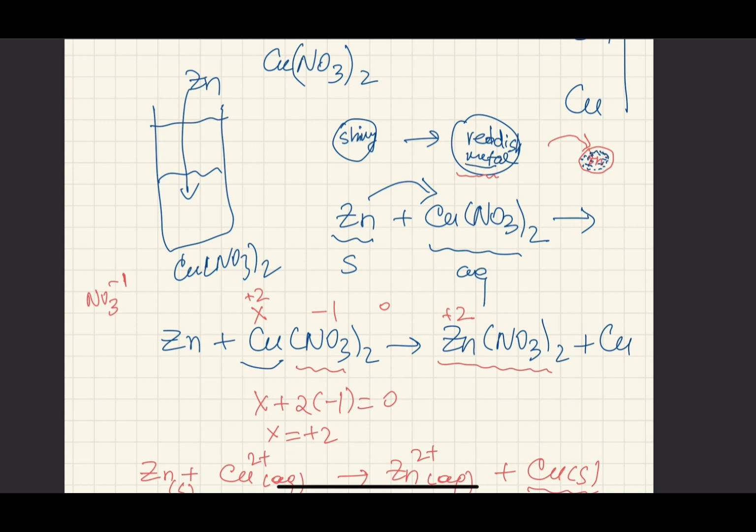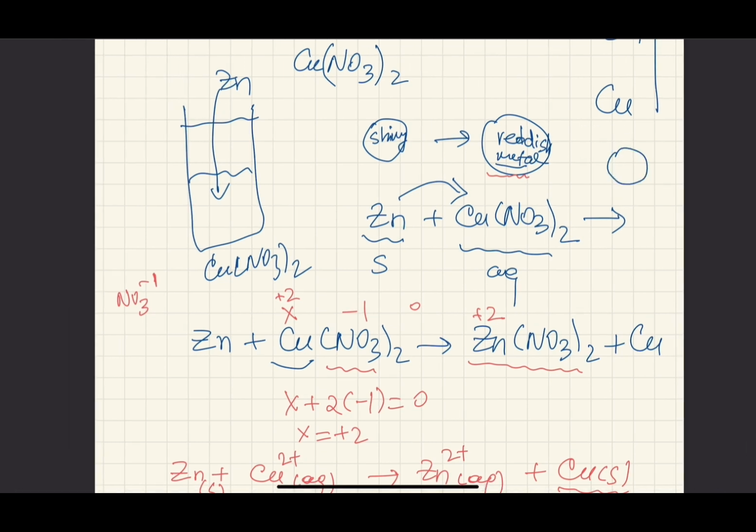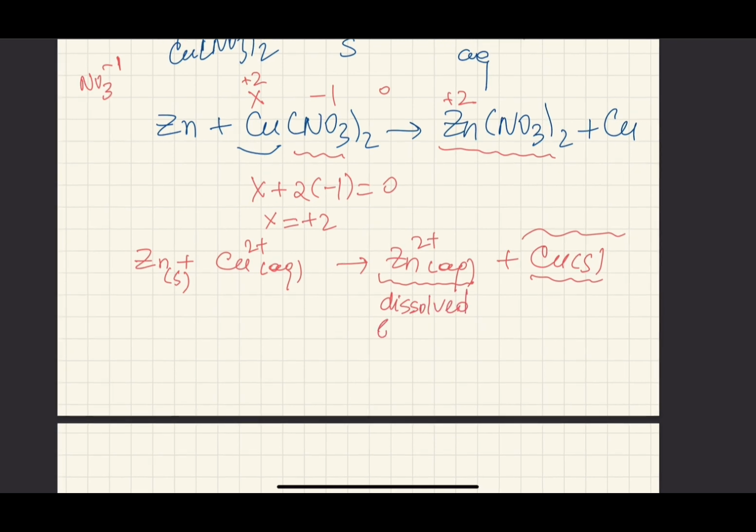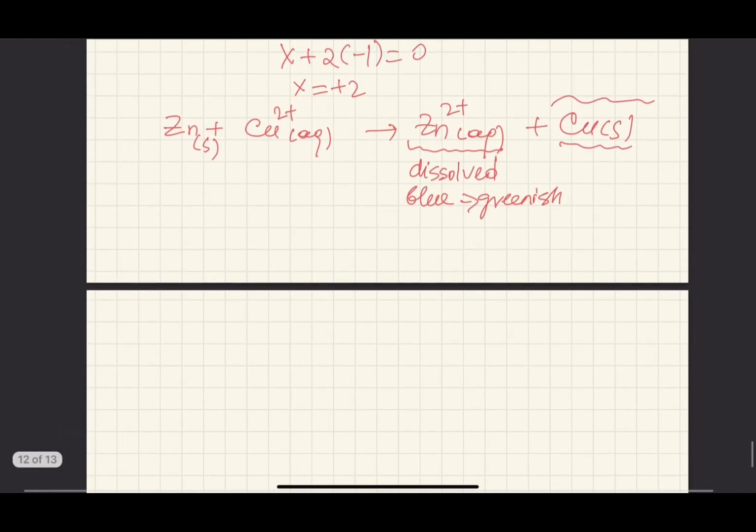Okay, maybe I should draw this using different colors. So it was zinc metal in the beginning, and then I had a small reddish copper sitting on this guy and covering it with a reddish color. And as you can see, the copper is solid now, and some of the zinc from the metal dissolved and went into the solution. That's why the color changed from blue into a greenish color.